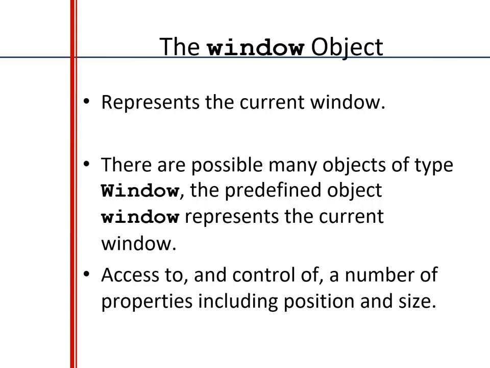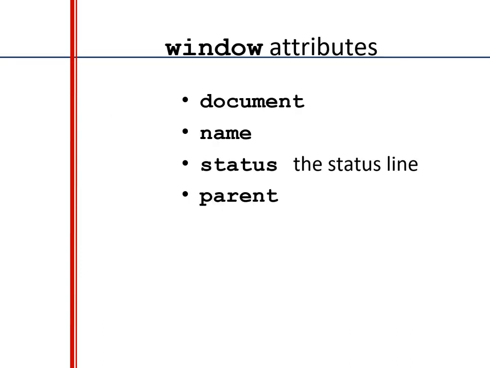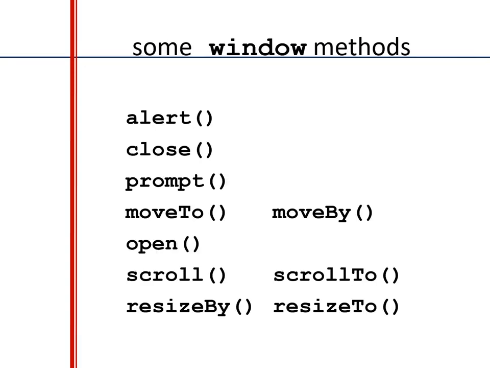There can be many objects of type window, which are predefined objects, or might be your current objects. Whenever you access or control a number of properties, including position and size, we use various attributes of windows, like document, name, status. These are various methods of windows. Alert is a message displayed on your screen, a dialog box that appears in the center of the screen. Close is itself a function. Prompt, open, scroll, resize, moveBy, scrollTo, resizeTo. These are various functions we have to use as methods.